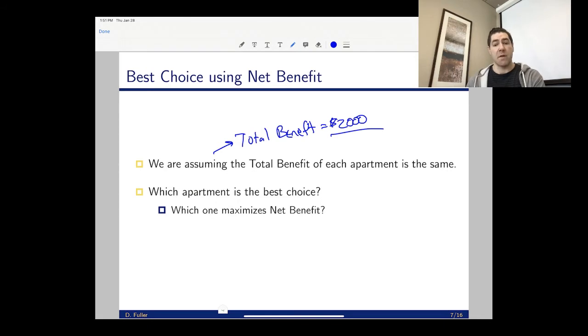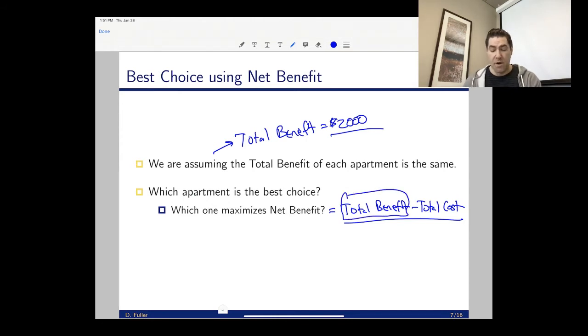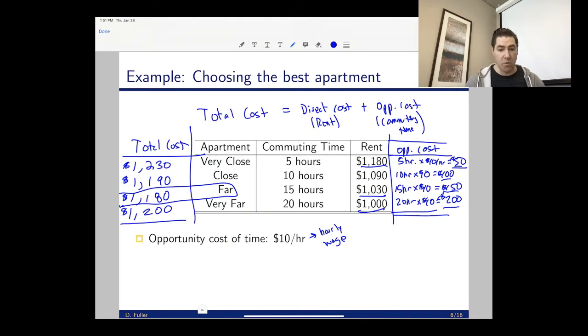So which one is the best choice if I optimize using total value? It's the one that maximizes the net benefit, which is total benefit minus total cost. And I have to see which one is highest. Now, if the benefit is the same for every alternative, the one with the lowest total cost will make my net benefit the highest. But let's see that precisely. I've already calculated the total cost, so I'm going to make a table for very close, close, far, and very far that calculates my net benefit of each option. The total benefit is $2,000 for each one.